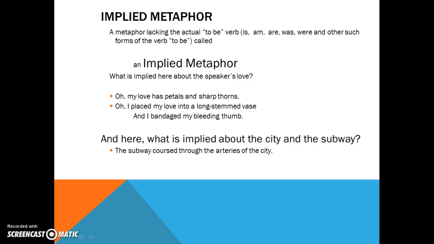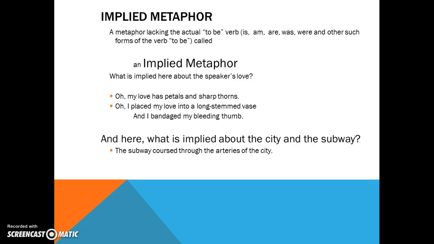An implied metaphor is a metaphor that lacks the "to be" verb. So we think of "to be" as a verb, all those conjugations are things like is, am, are, was, were, will be, etc. So an implied metaphor would say something like, my love has petals and sharp thorns. Of course, by saying that, I'm implying that it's a rose. So a little bit more sophisticated, perhaps, than a regular metaphor.